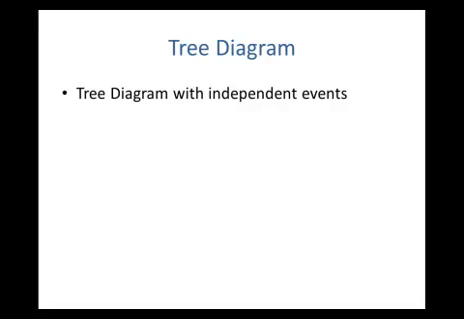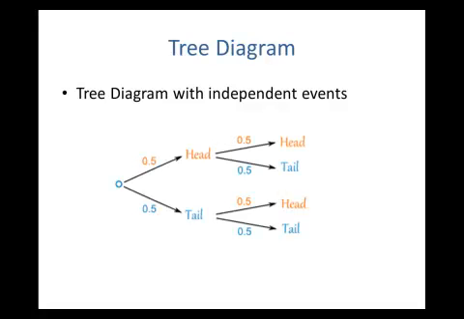Now, a tree diagram with independent events. Here, the first toss of the coin is a probability of 0.5 for a head, 0.5 for a tail, and for the second toss of the coin, the probabilities remain the same because the events are independent.